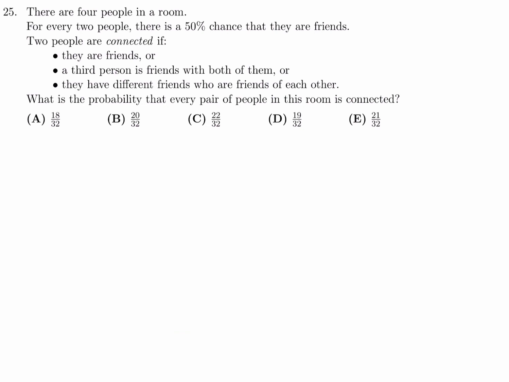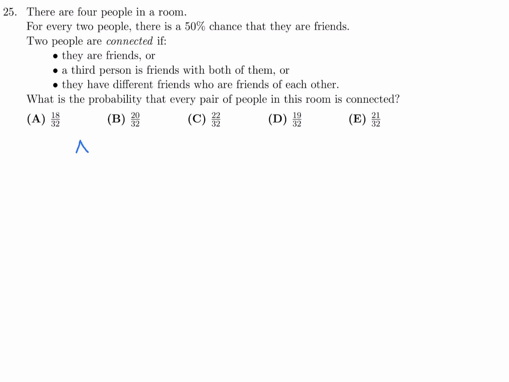There are 4 people in a room. For every 2 people, there is a 50% chance that they are friends. 2 people are connected if they are friends, or a third person is friends with them both, or they have different friends who are friends of each other. What is the probability that every pair of people in this room is connected?